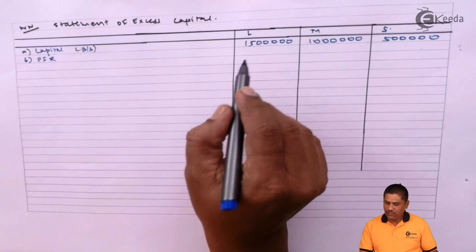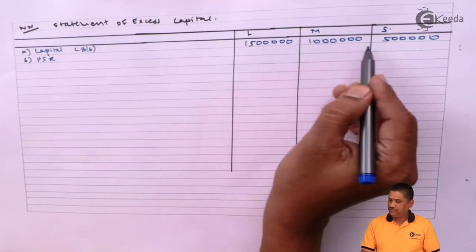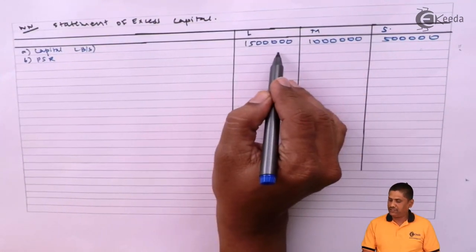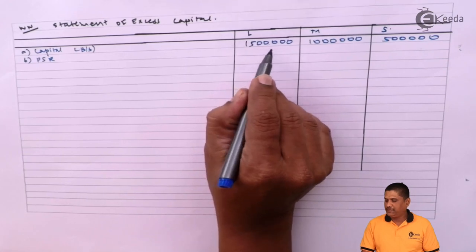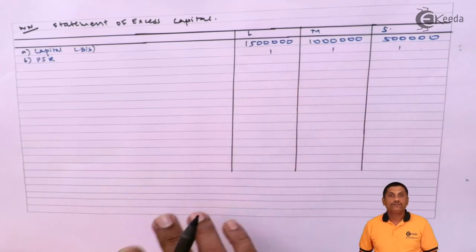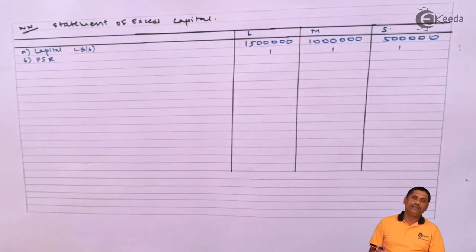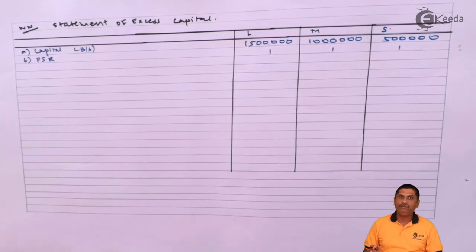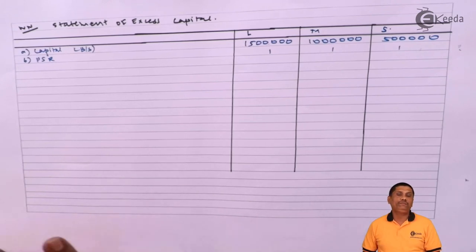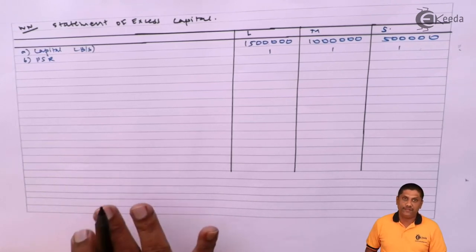So their PSR is not in this. If you see the capital ratio, it is 3:2:1. But their PSR is 1:1:1. That means they are sharing profits equally. However, they don't have capital equally. Okay. So in this method, we will not pay them in PSR unless their capitals are in PSR.